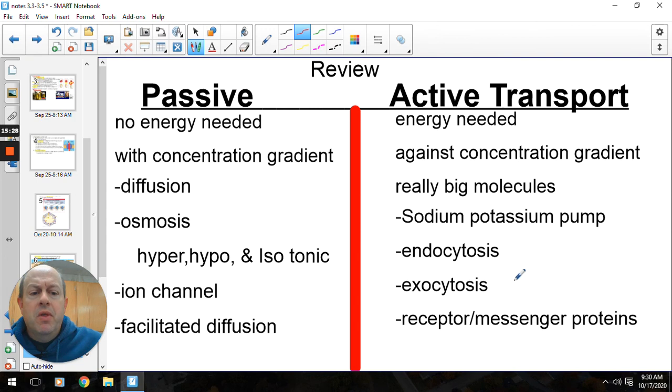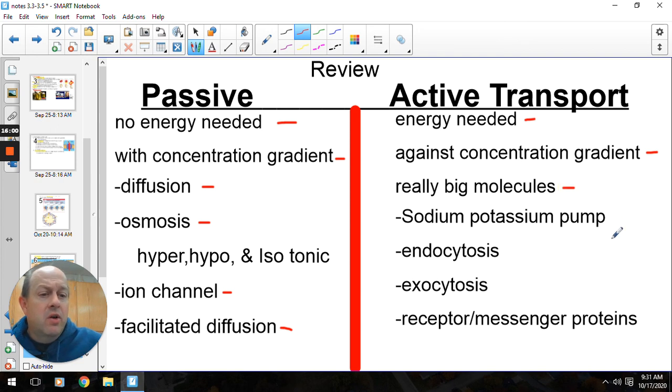So in review, we've got passive transport. We don't need energy, and it has to go with the concentration gradient. Examples would be diffusion, or a special kind of diffusion for water, osmosis, or going through transport proteins like an ion channel or facilitated diffusion, but none of those require energy.